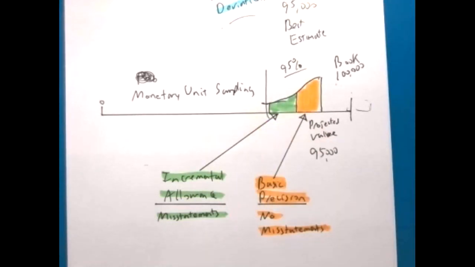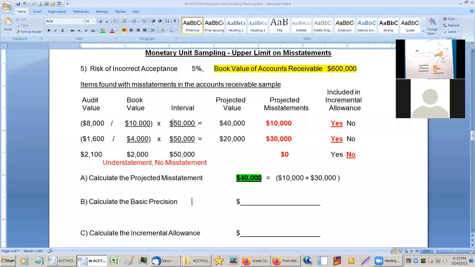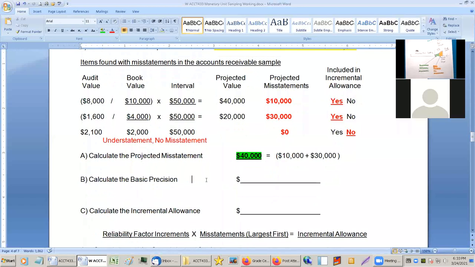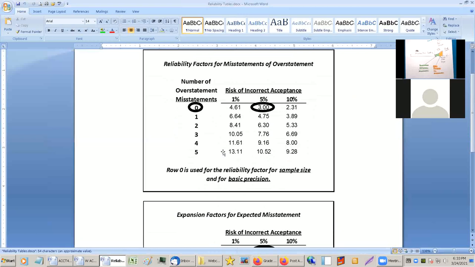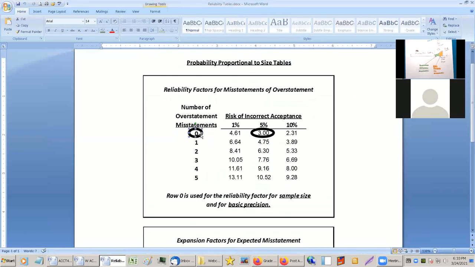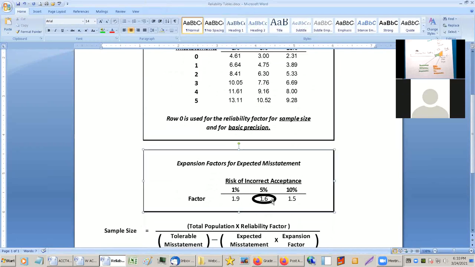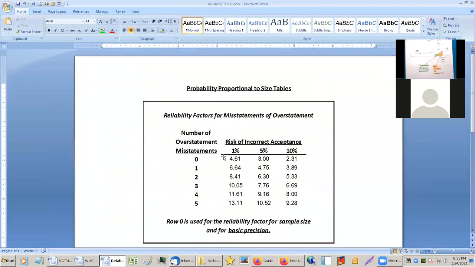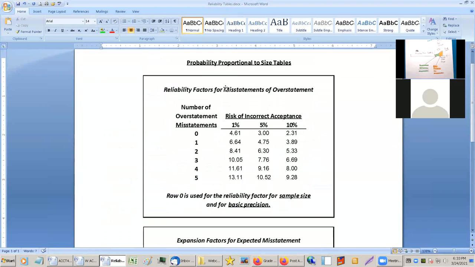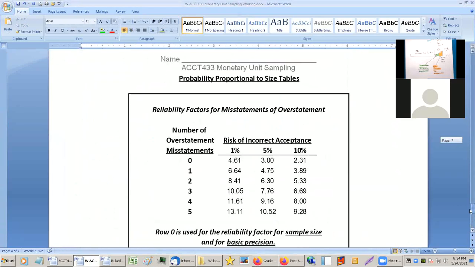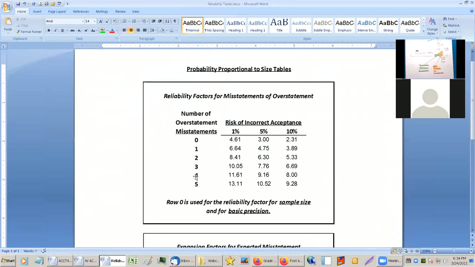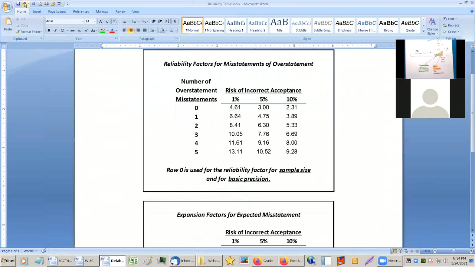So let me see where I'm at. Okay, so basic precision. Now there is a, let me use my thing. Right, hold on, I gotta, that's all right. So these are the reliability tables. Get rid of those. Okay. So these are the reliability tables you have. They're on the last page of the handout. I think. Yeah. Last page of the handout. And you recall, oh, I shouldn't have deleted those. I need those. Hold on a second.